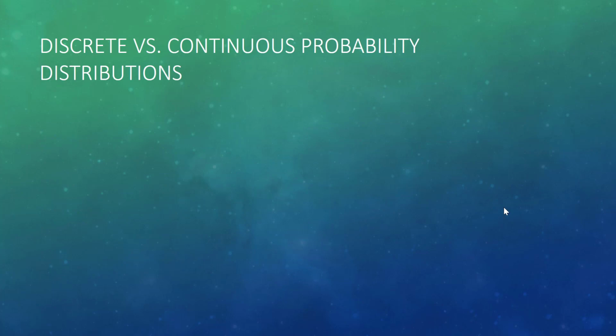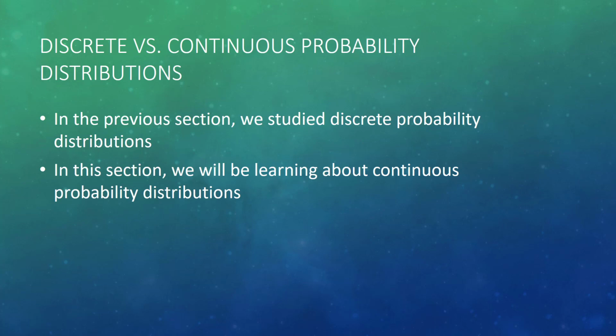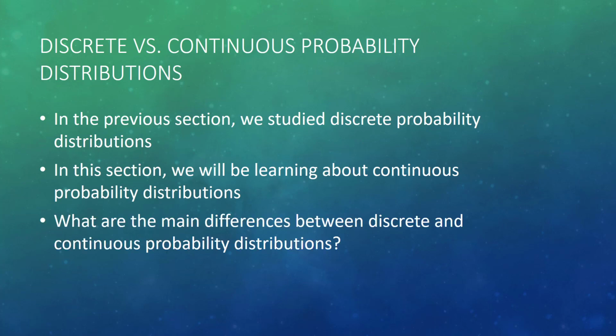Discrete versus continuous probability distributions. In the previous section, we studied discrete probability distributions. In this section, we will be learning about continuous probability distributions. What are the main differences between discrete and continuous probability distributions?